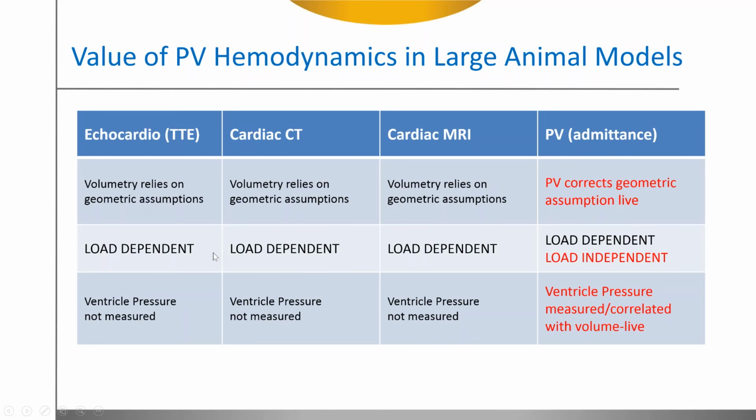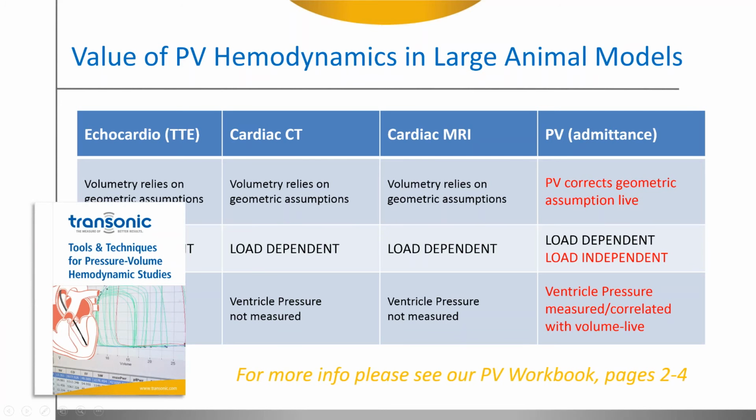Furthermore, the second row shows another value of PV: it can provide information about load dependent, but also, as no other system currently on the market, about load independent indices of cardiac function and cardiovascular hemodynamics. Lastly, as I have briefly mentioned on the previous slide, ventricle volume is directly detected as a relationship with ventricular pressure, and correlation is captured live while it can be recorded for hours, possibly hundreds of cardiac cycles. For more information, please see our workbook pages 2 and 4.